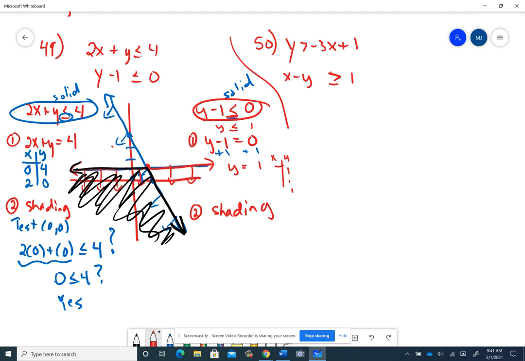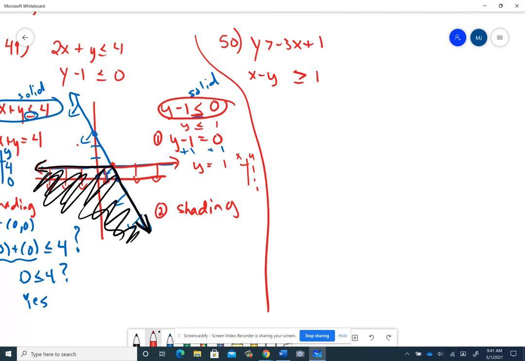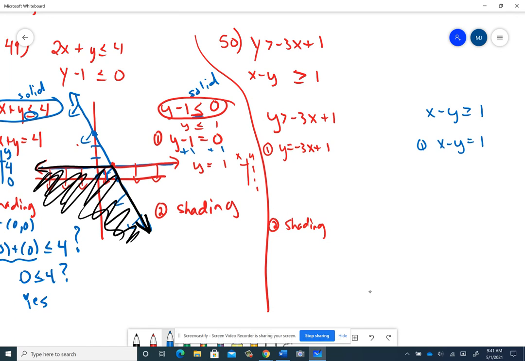All right. So let's look at number 50, and then I'll get this posted. All right, so we got two inequalities. Y greater than negative 3x plus 1, and then I'll do the other one in blue. X minus y greater than or equal to 1. Okay, so I'm going to do two things. I'm going to graph the line. Then I'm going to figure out the shading. And over here, I'm going to do the same thing. I'm going to graph the line. Then I'm going to determine the shading. So let me get my coordinate plane here.